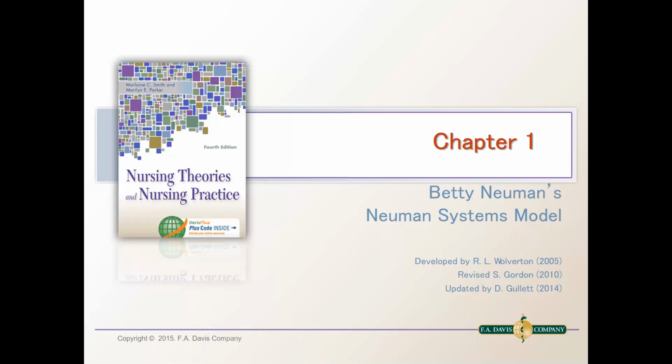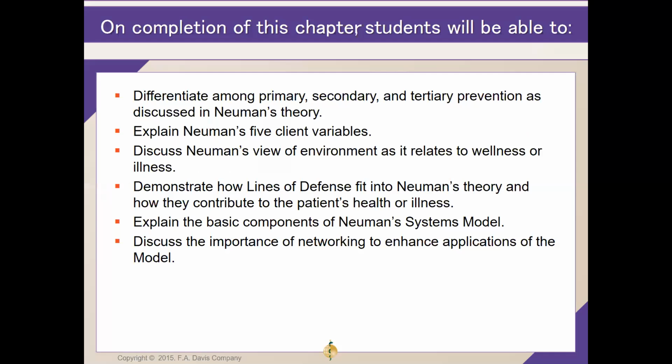This brief PowerPoint presentation will demonstrate Betty Neuman's Neuman systems model and provide you with background on it, and demonstrate how the meta-paradigms that you have learned so far relate to the development and expression of this particular theory. You'll be able to differentiate between the key element of nursing in Neuman's theory, which is primary, secondary, and tertiary prevention. There are 5 client variables that she has.